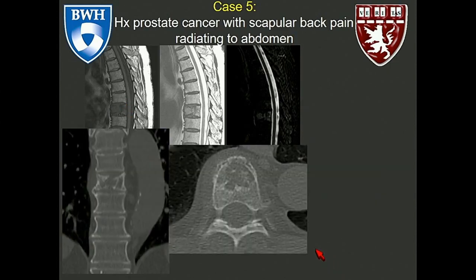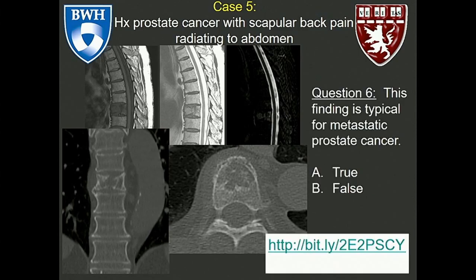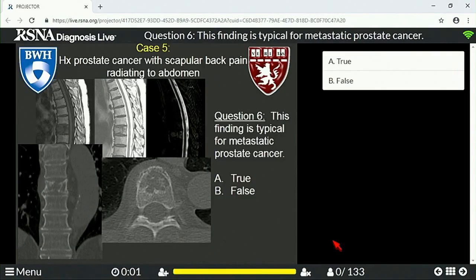So the patient went on to have a CT because there was a concern, well, is this related to the patient's underlying prostate cancer? So the CT scan was done to further evaluate if this is related to an underlying pathologic lesion. And here's what the CT demonstrated. So the question now for you is, is this finding typical for metastatic prostate cancer? So have your devices out again. So the finding here is this compression fracture with this associated lesion identified on the CT scan. True or false? This finding is typical for metastatic prostate cancer.